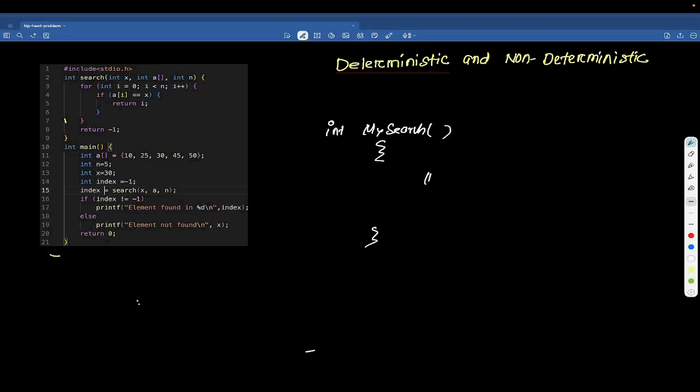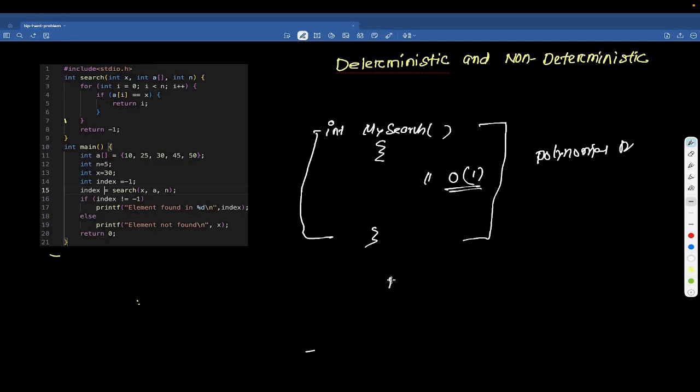So here the my search algorithm computes in order of 1. The time complexity of this algorithm is order of 1, and this algorithm is a non-deterministic algorithm and gives a time complexity of polynomial time. So that is why this algorithm, my search algorithm, where we have some non-deterministic statements, is called a non-deterministic polynomial algorithm. Now we will explain how these non-deterministic algorithms can be used for solving complex problems.